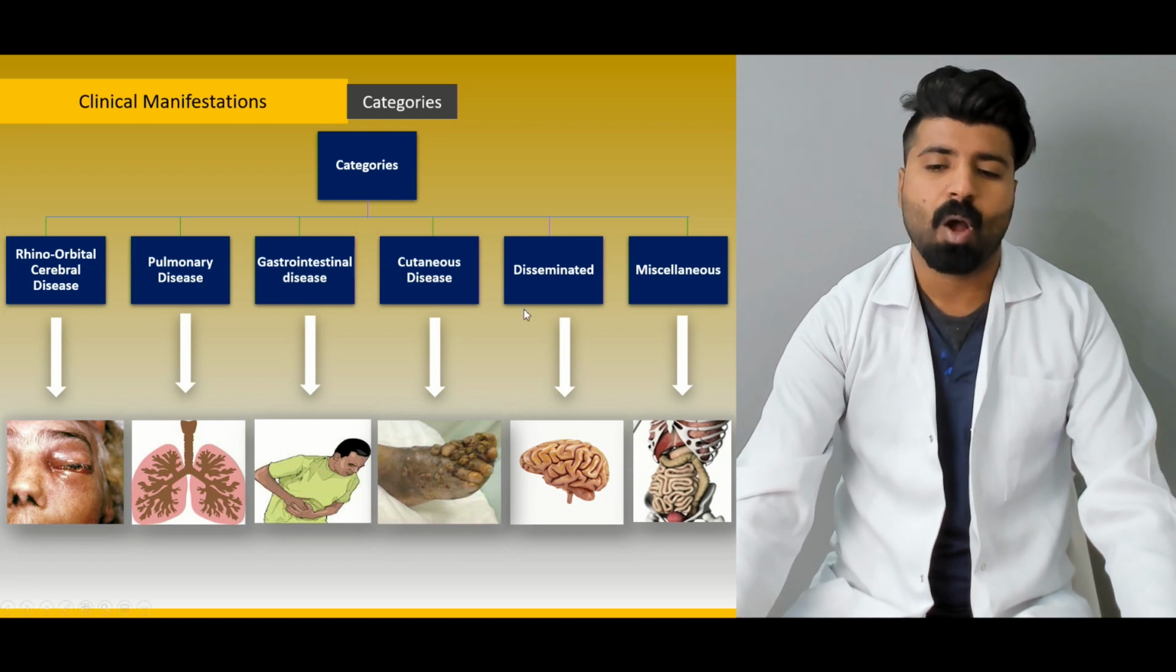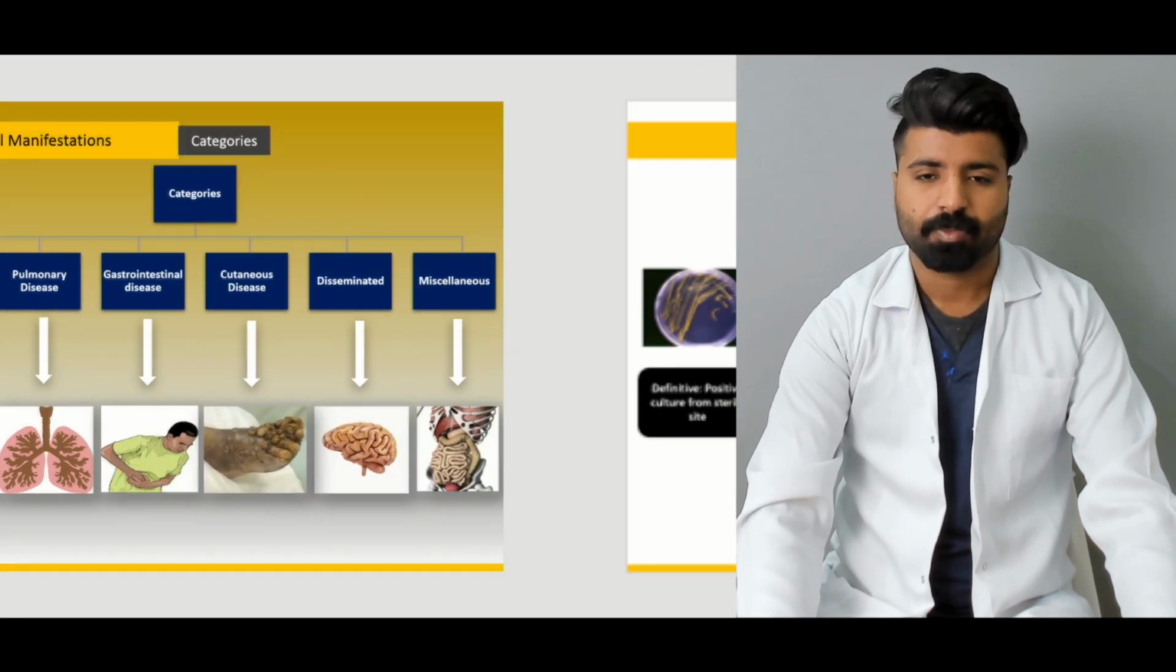Next, we're going to talk about disseminated disease, how when this pathogen disseminates in your blood, it reaches a 100% mortality rate. Then we're going to talk about miscellaneous organs and sites of involvement and how they might affect your systems.